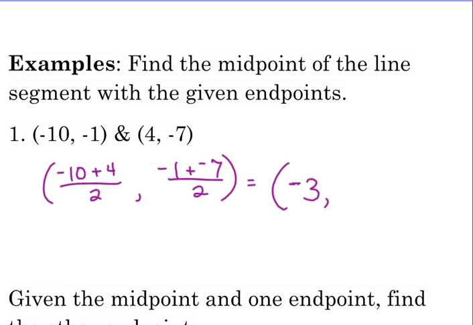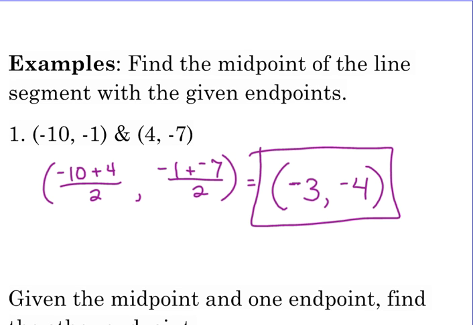Okay, negative 1 plus negative 7 is negative 8. Negative 8 divided by 2 is negative 4. Negative 4 is halfway between negative 1 and negative 7. It's 3 units away from both points. Okay, so that is the midpoint of those 2 points.